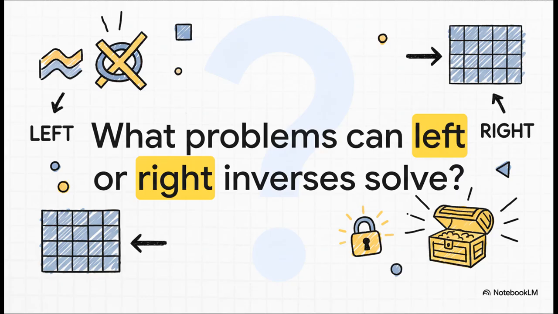And that kind of brings us to one last really interesting question to chew on. We made a big deal about how non-square matrices don't have a regular inverse, but the source material hints that they can have something called left or right inverses. So what's up with that? What kind of new doors does that open? What new kinds of problems could those things help us solve? It really makes you wonder, and that's a fantastic place to explore next.